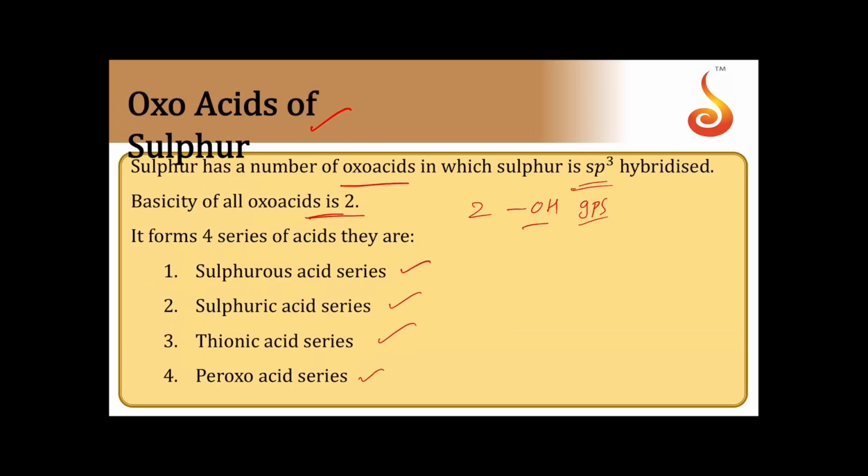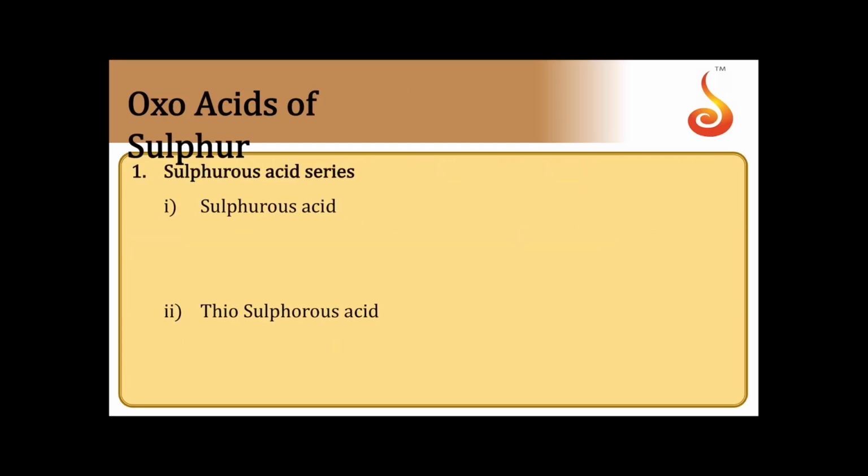And each sulfur has at least 1 double bond O, and definitely has two OH groups in it. There are two OH groups, and then we have one S double bond O. Minimum one S double bond O is there. Based on this, we can work out the structures of these molecules now. Let us take one by one.